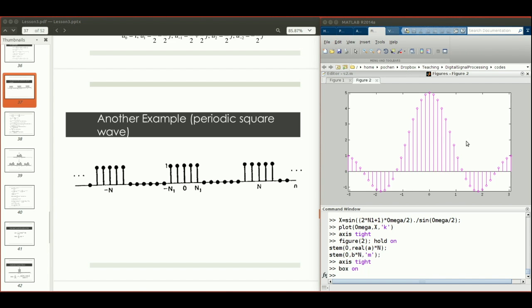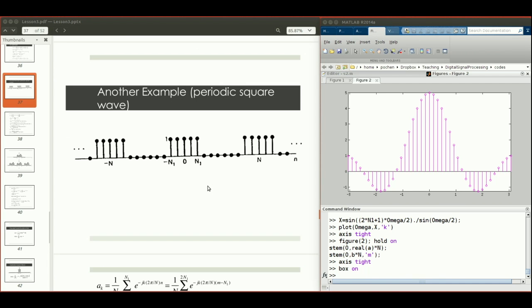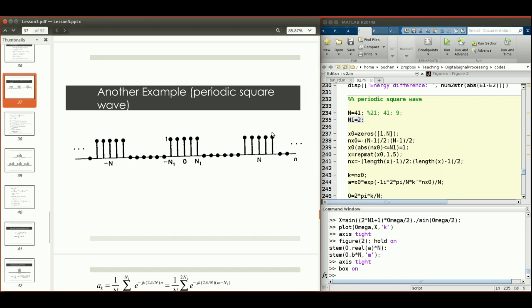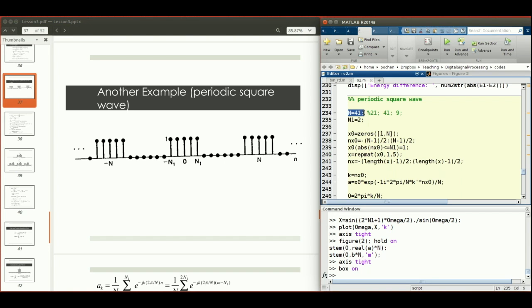So in our previous example about the periodic square wave, what I was telling you is that if you fix the width of the non-zero part, so fix n1 to 2, but if you actually increase the length of one period, the fundamental period, we try different values, 9, 11, 21, 41, that kind of thing.